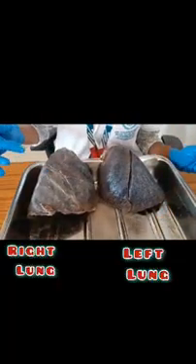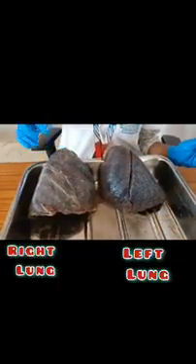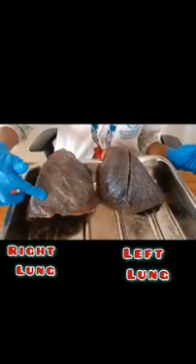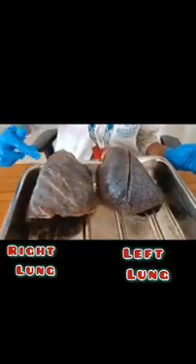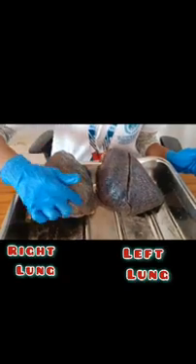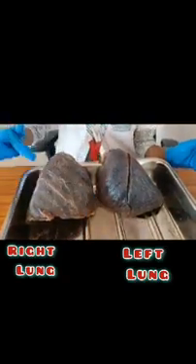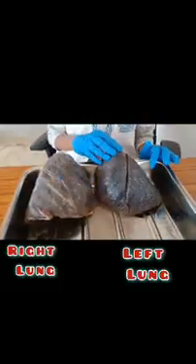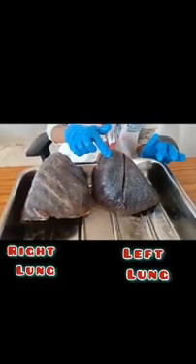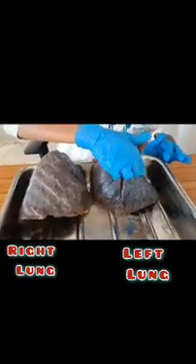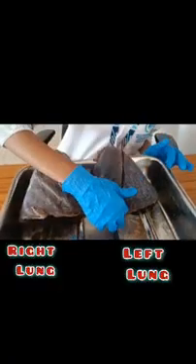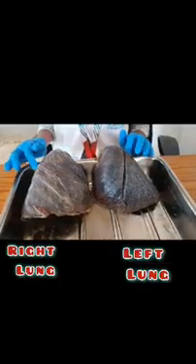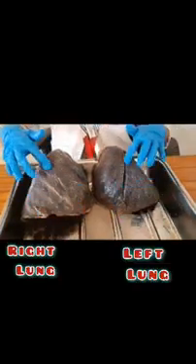We can see that the right lung is divided into three lobes, that is the upper lobe, the middle lobe and the lower lobe, by two fissures, which are the oblique fissure, which you can see over here, and the horizontal fissure. The left lung is divided into two lobes, the upper lobe and the lower lobe, by the oblique fissure. The fissure which is common to both of the lungs is the oblique fissure.